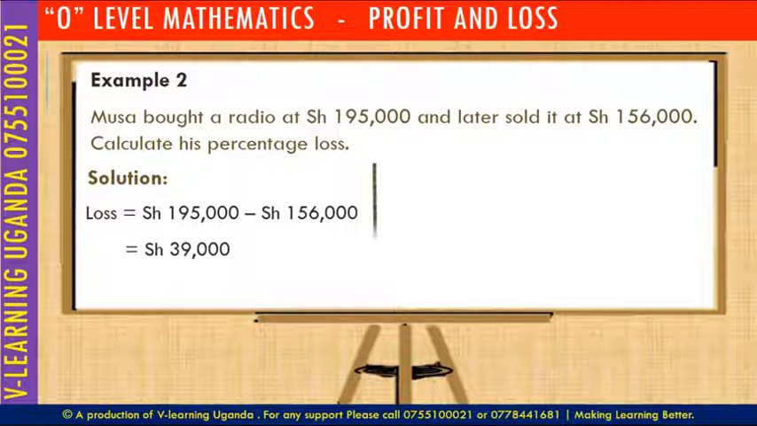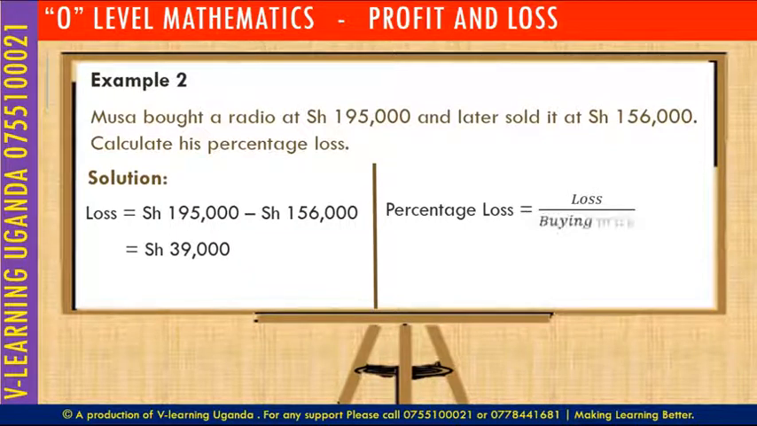Allow me partition our board, and then we see how to calculate percentage loss. Percentage loss will now be the loss over buying price, because I told you percentage loss, this is percentage of the buying, or what you can call the cost price, expressed as a percentage. So we multiply by 100%.